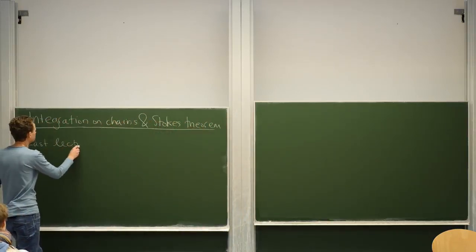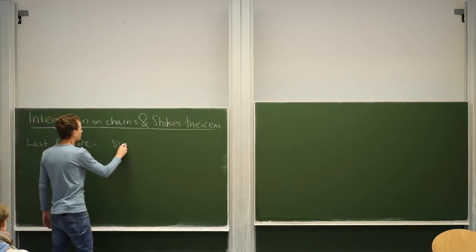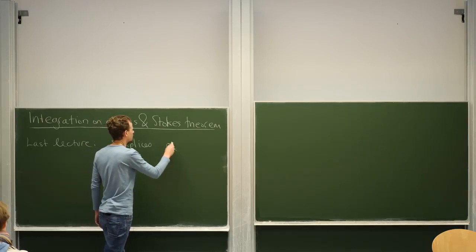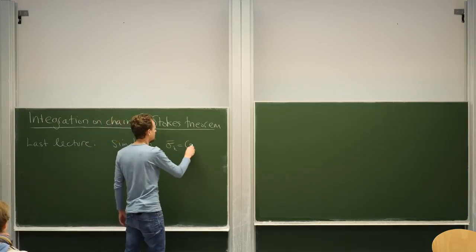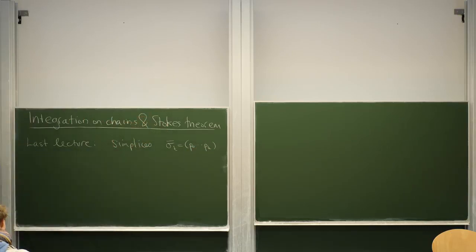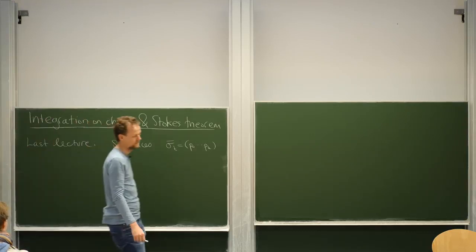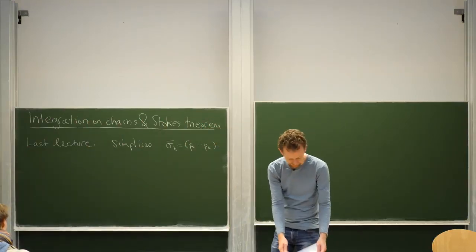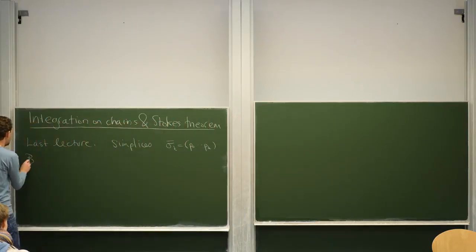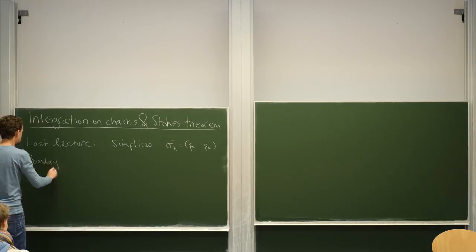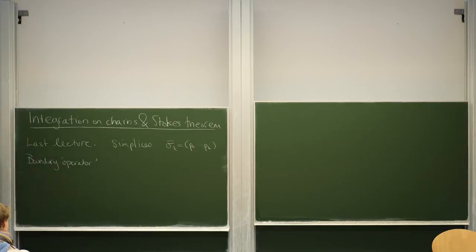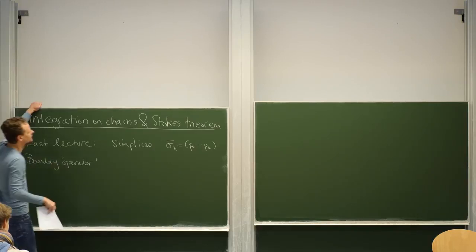we introduced simplices. The standard K-simplex, which is the convex combination of k plus 1 points in Rk. And we also introduced the notion of the boundary operator. And I'll put operator in quote marks because we don't quite have a linear space on which it acts yet.